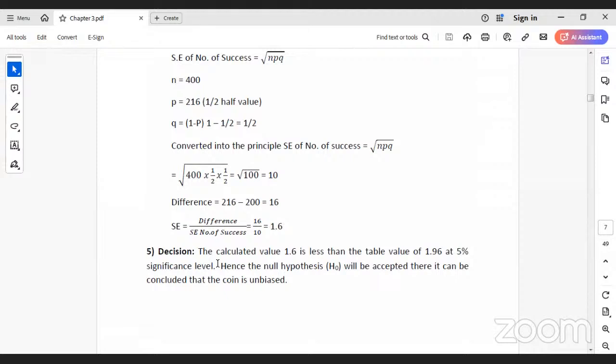Hence, the null hypothesis H naught will be accepted. Therefore, it can be concluded that the coin is unbiased. In this way, we have to write. Okay. Any doubt, anybody?